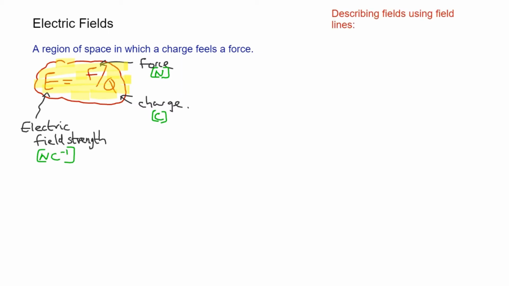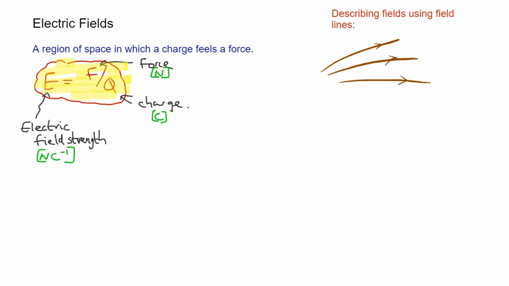Okay, so how might we describe a field? Well, usually field lines are used in order to draw an electric field. Of course, these are just an intuitive model of what an electric field might look like. I'll draw a few field lines. Here we are.